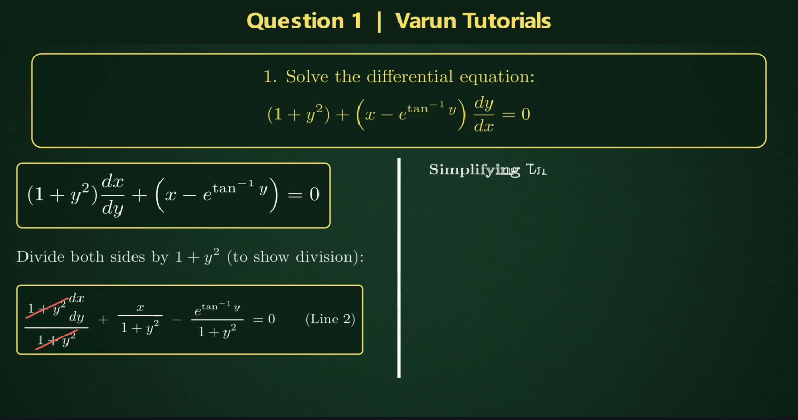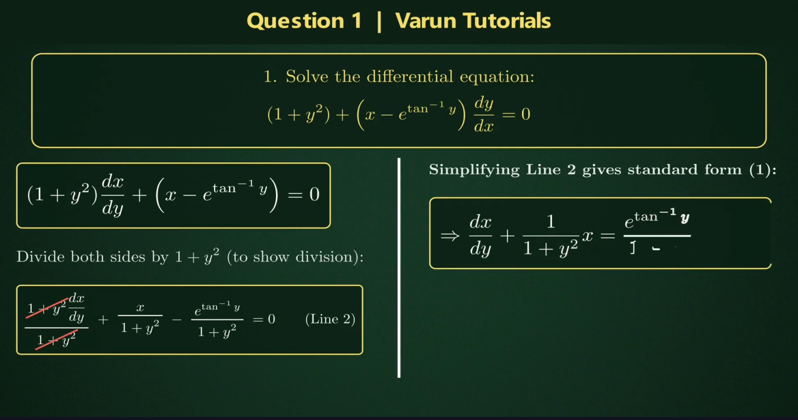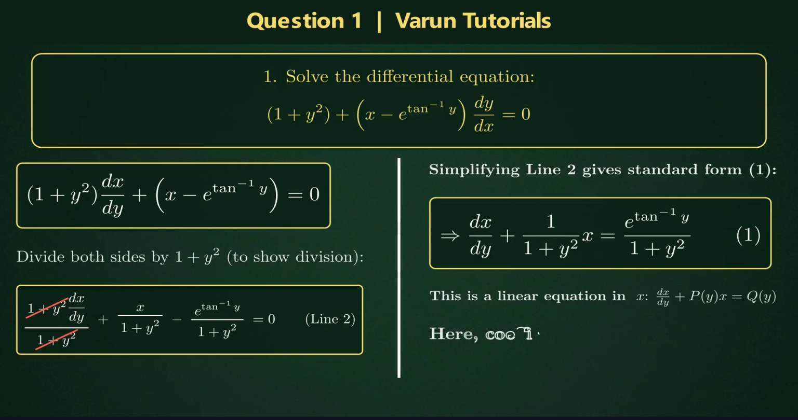Simplifying line 2 by cancelling terms yields the standard linear form of equation 1. This gives dx by dy, plus 1 over 1 plus y squared times x, equals e to the tangent inverse of y, over 1 plus y squared. Let this be equation 1. This matches the standard form of a linear differential equation in x, namely dx by dy plus p of y times x equals q of y. Comparing coefficients with equation 1, we identify our p and q functions.